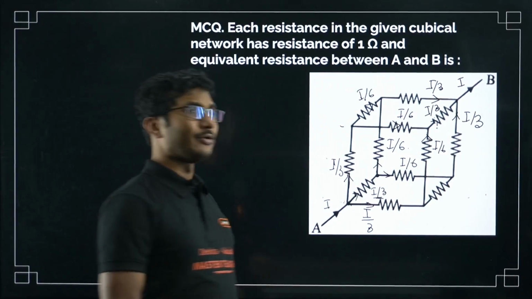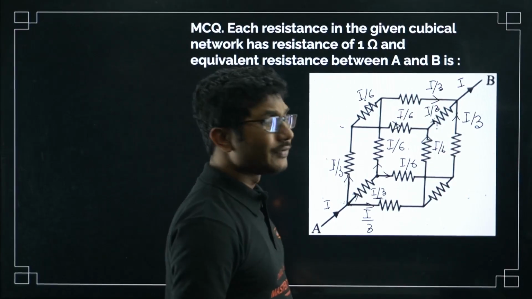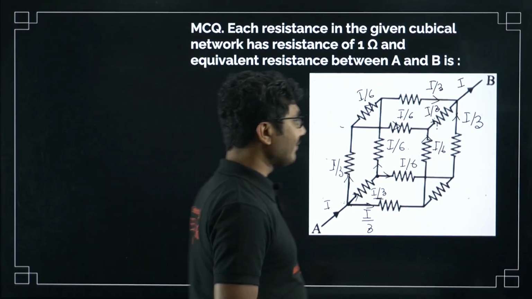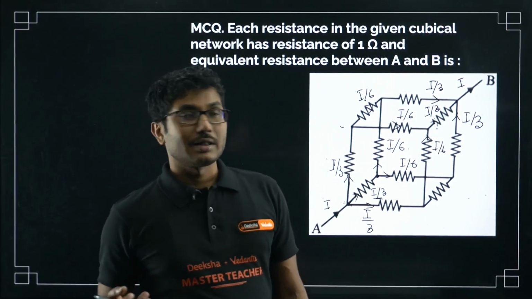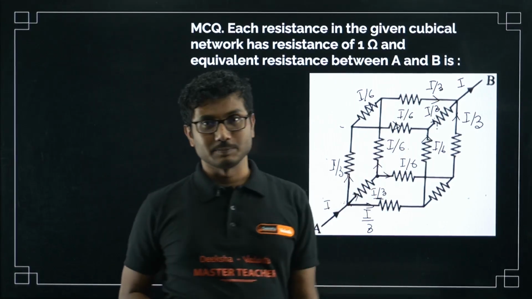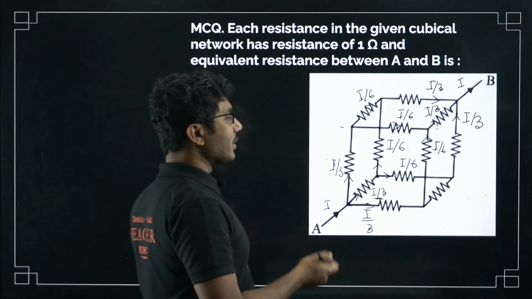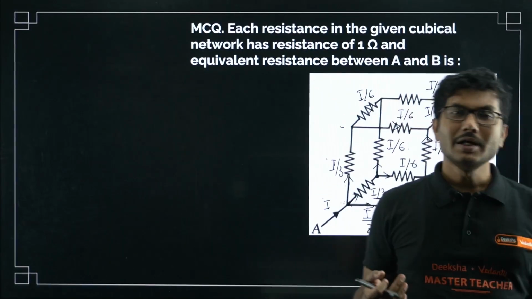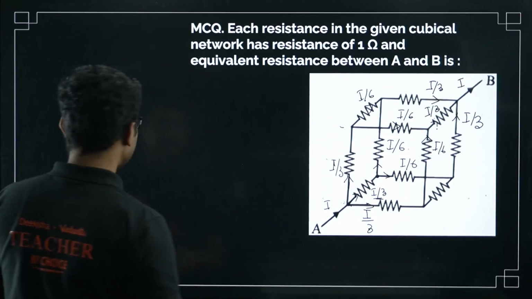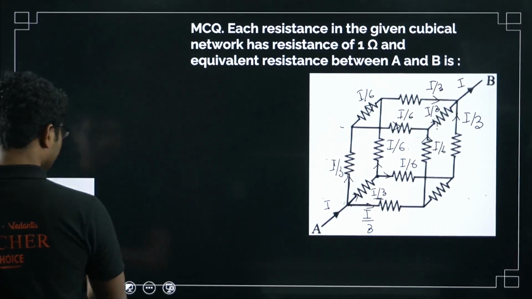Now we will try to find the equivalent resistance. Equivalent resistance means no matter what the case is, the current should remain the same, that is, I current entering, I current exiting. And if we can find the voltage drop, basically we can find the resistance in this case. Now assume that this entire circuit is connected across some battery.